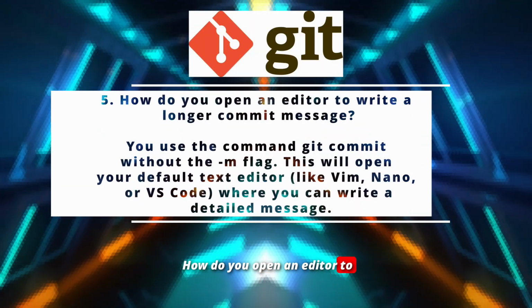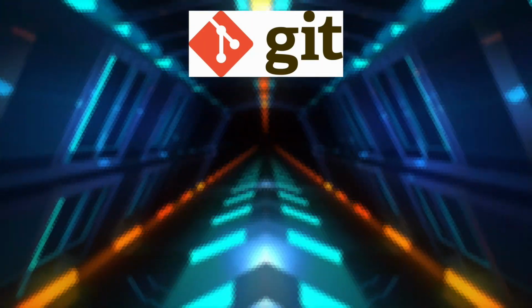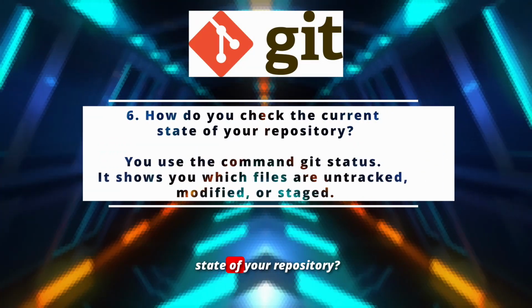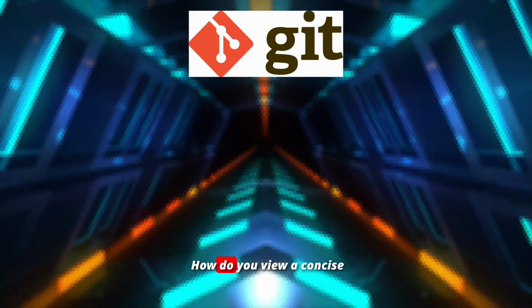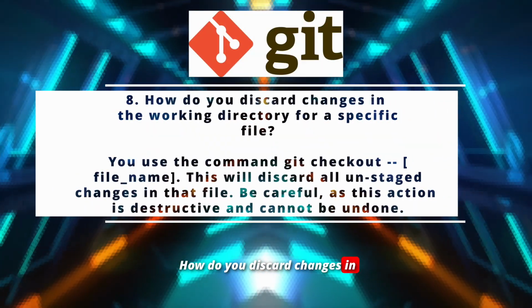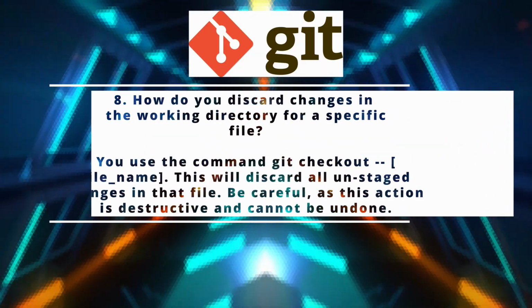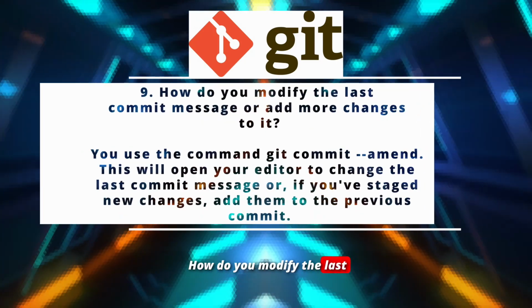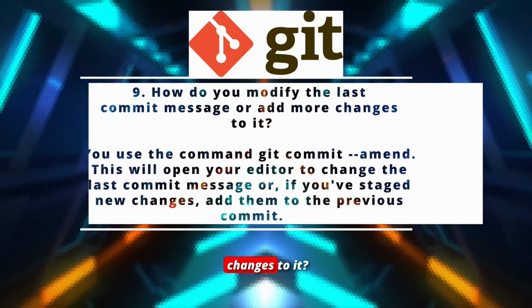How do you open an editor to write a longer commit message? How do you check the current state of your repository? How do you view a concise list of commits? How do you discard changes in the working directory for a specific file? How do you modify the last commit message or add more changes to it?